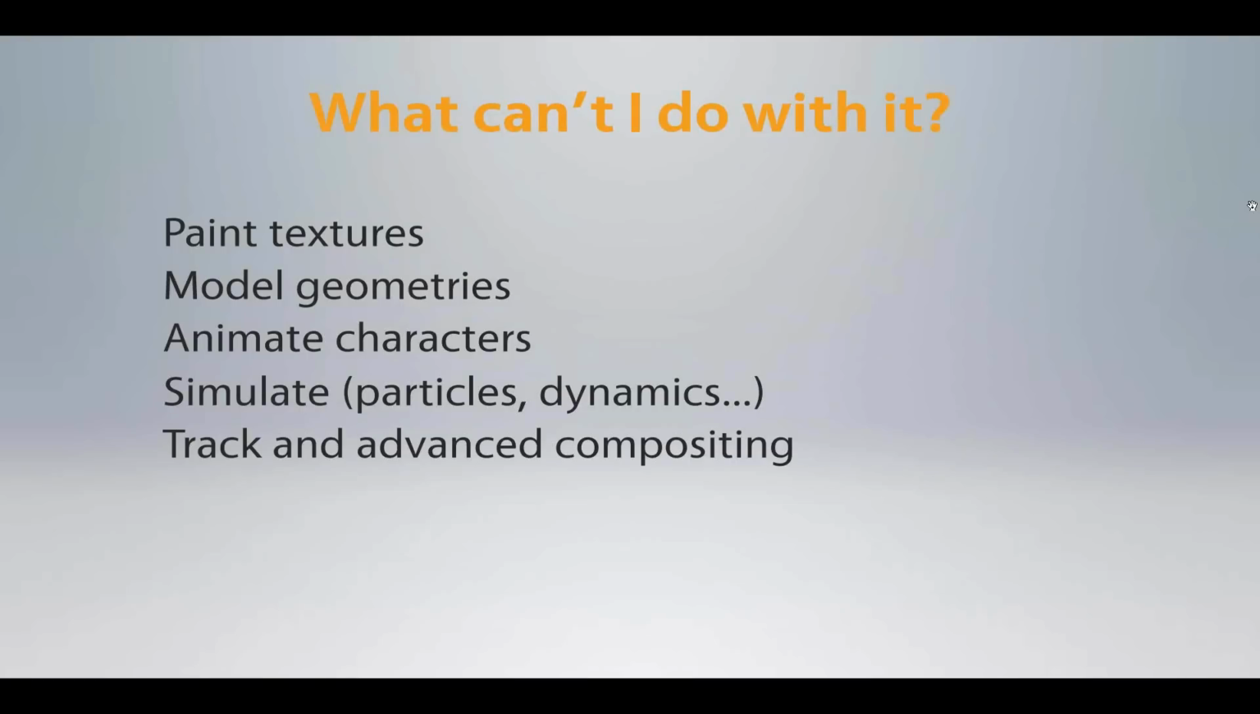So what can't I do with it? I can't paint textures. I cannot model geometries. I can't animate characters. I can't simulate. And I can't track or do advanced compositing in Clarisse. By advanced compositing, I mean rotoscopy, keying, a lot of things important for CG integration with live action.